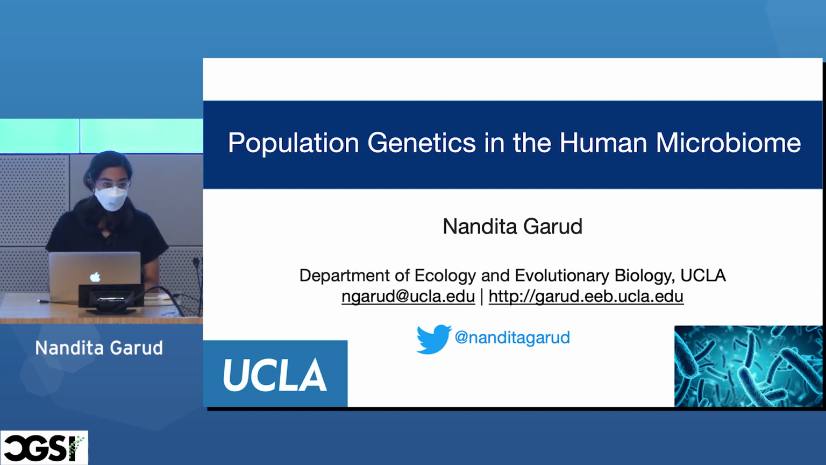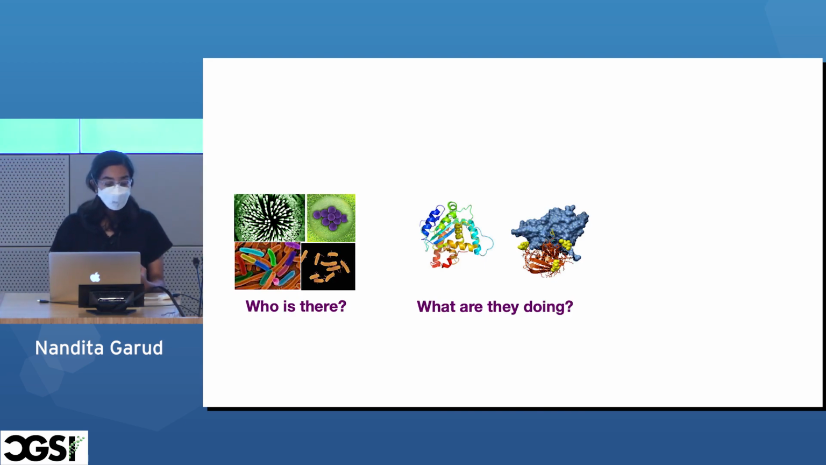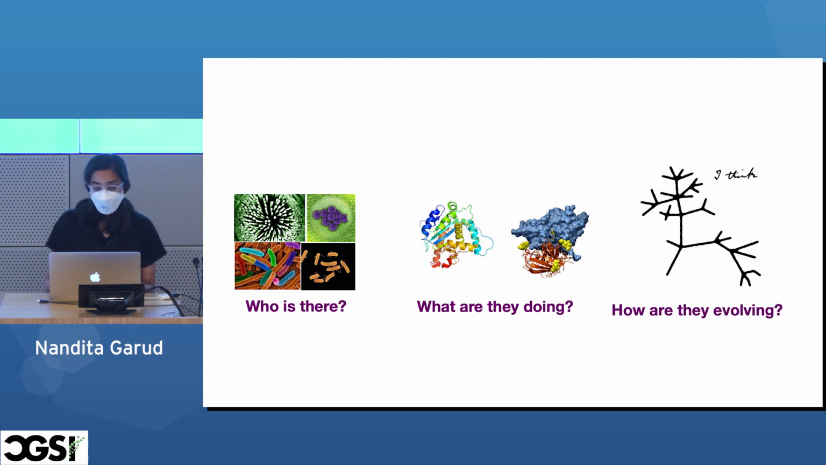So for those of you who are new to it, the microbiome is comprised of a complex community, consisting of hundreds of species of bacteria, archaea, fungi, and viruses, all interacting in this community inside of you. And a lot of effort to date has been focused on categorizing who is there and what they are doing. But I've become very interested in understanding how these species are evolving.